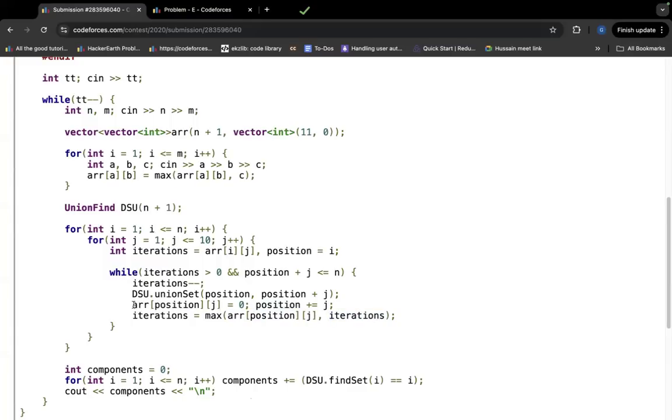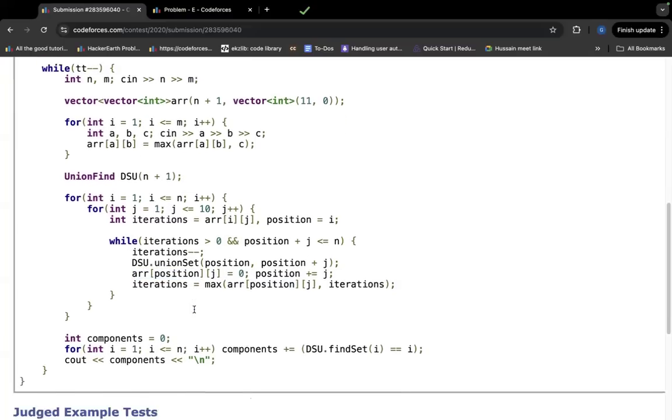Please keep in mind that we first set ARR of position j to 0. After that, we incremented our position. So this ARR of position j is not the same as this ARR of position j.